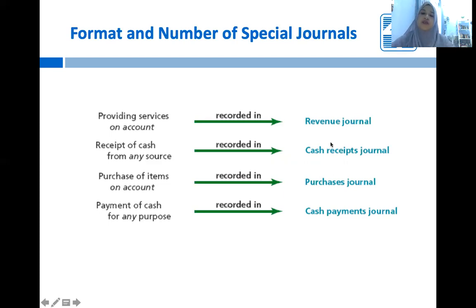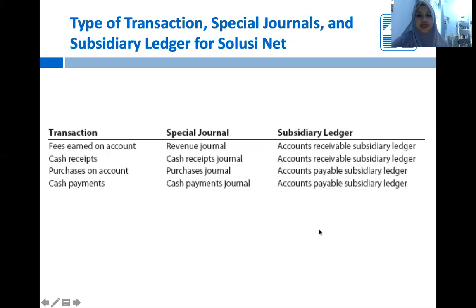And we have the purchases journal, which records the purchase of items on credit. And we have the cash payment journal to record the payment of cash for any purposes, for any cash payment transaction. So basically, the revenue journal is the opposite of the purchases journal. The cash receipts journal is the opposite of the cash payment journal.